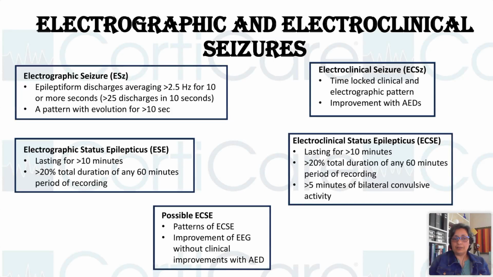Electrographic status epilepticus is something that lasts for more than 10 seconds. Now, this is another way of putting it. If 20% of your 60-minute recording means a patient spends 12 minutes in an event, if the patient is seizing for 12 minutes in 1 hour, it's going to be counted as electrographic status epilepticus.